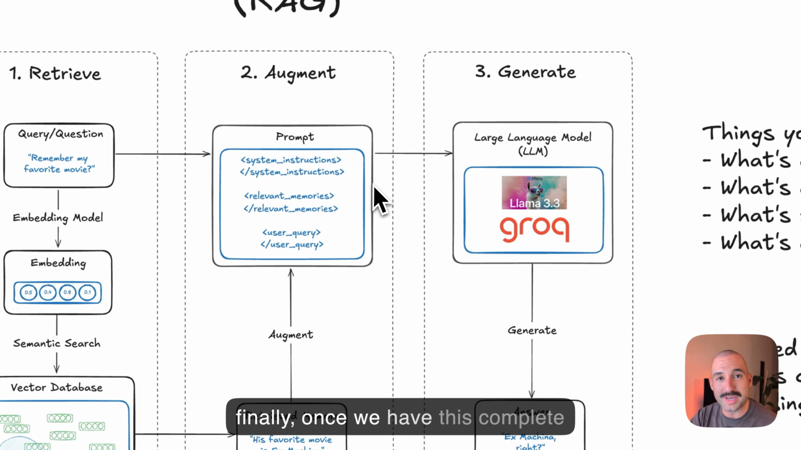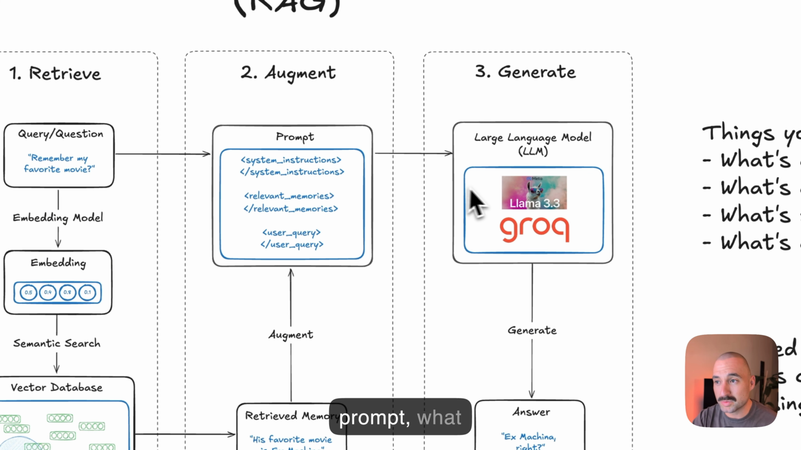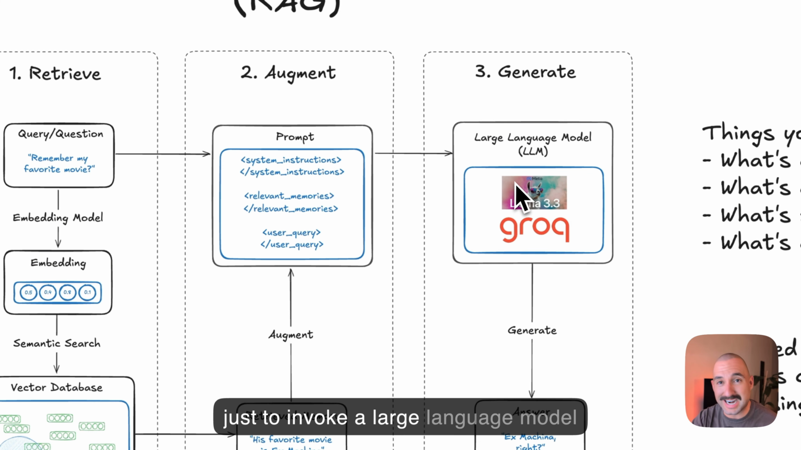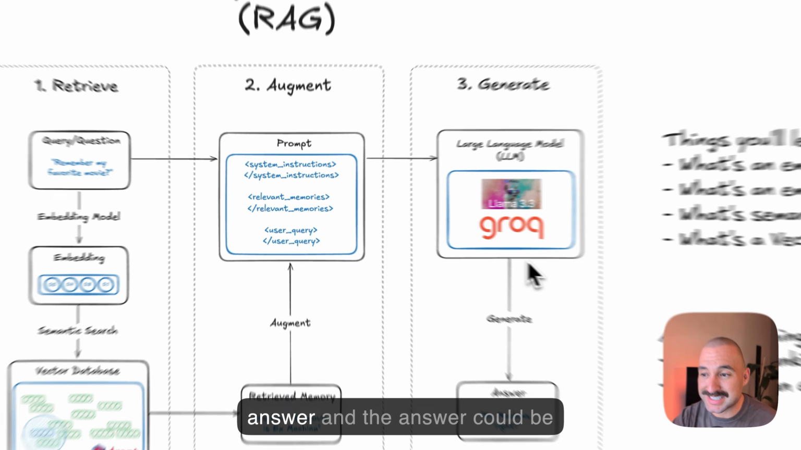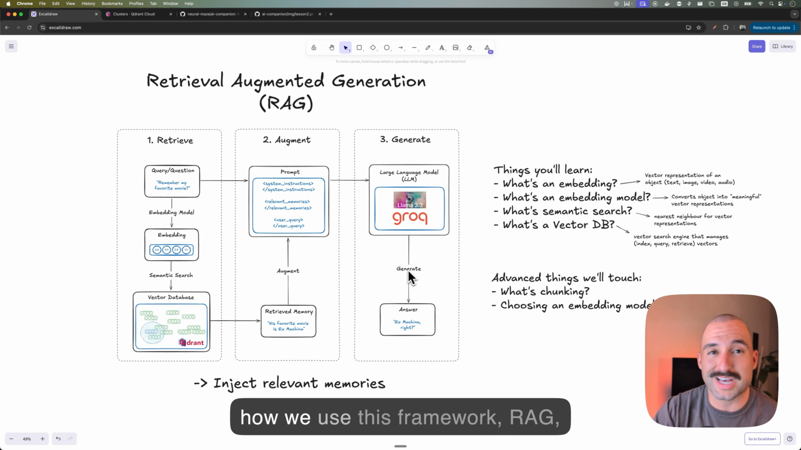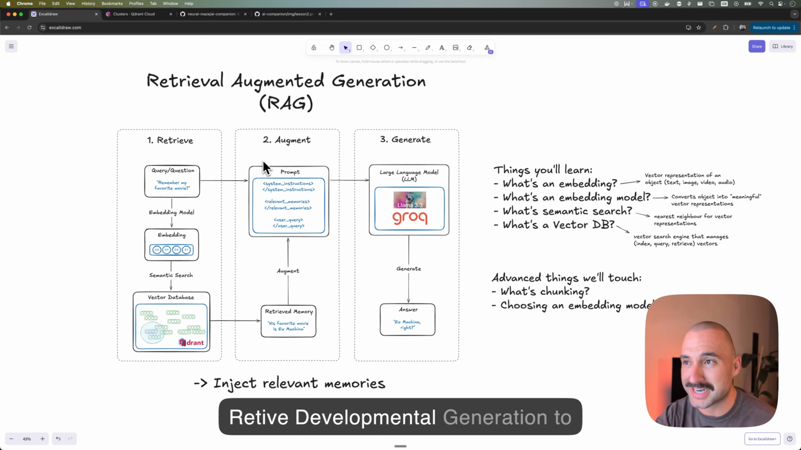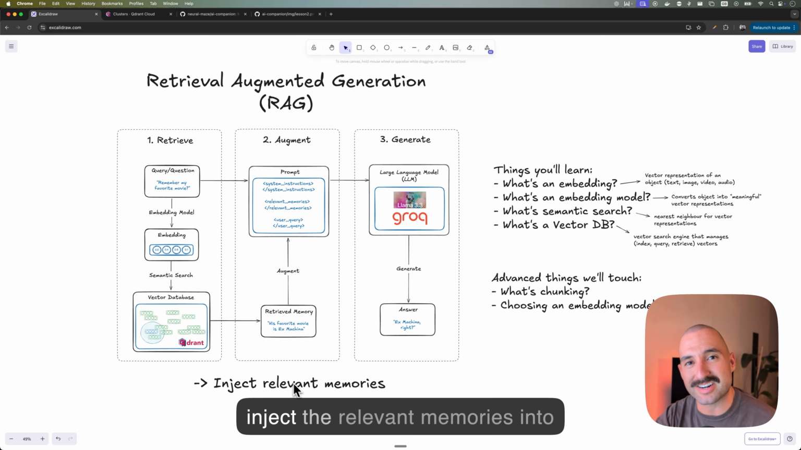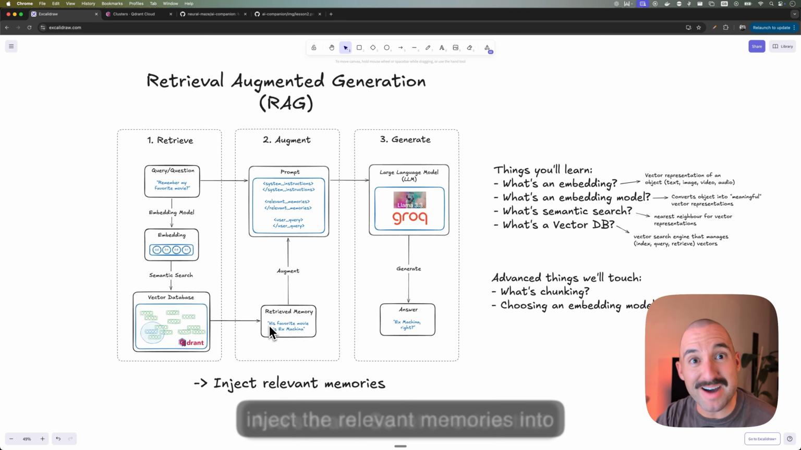And finally, once we have this complete prompt, we just invoke a large language model. In the case of Ava, we are using Llama 3.3 via Groq, and we invoke this model to generate an answer. The answer could be something like Ex Machina, right? So this shows how we use this framework, RAG, Retrieval Augmented Generation, to inject the relevant memories into Ava's brain.